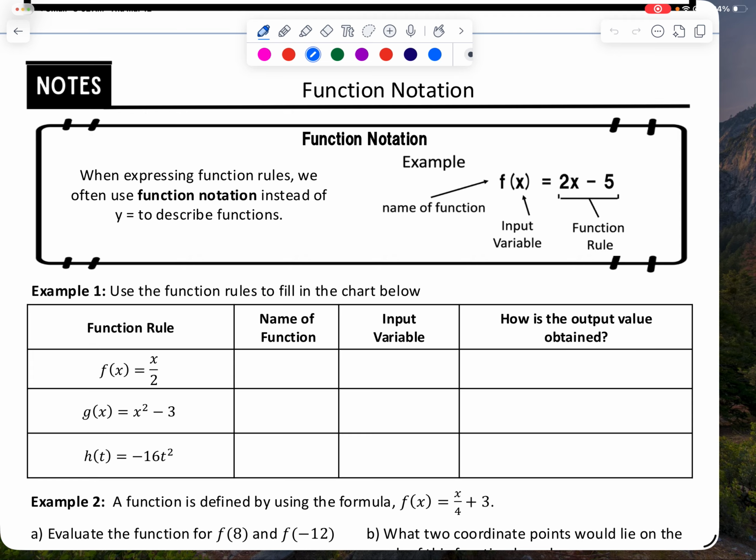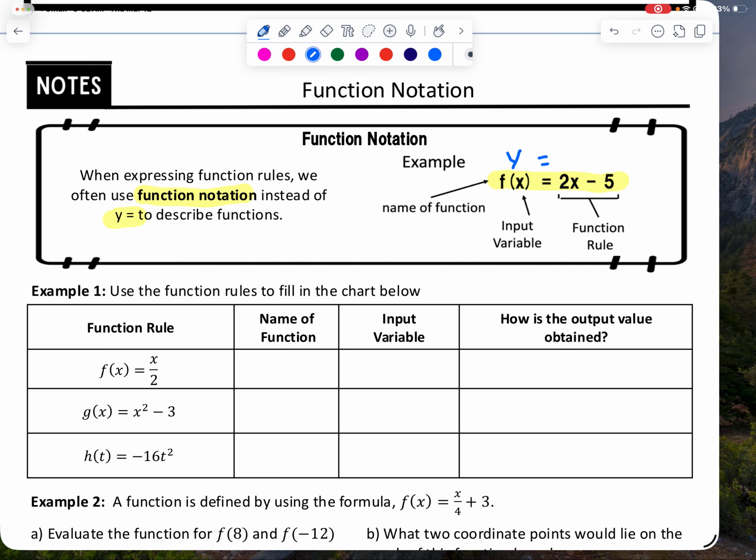When expressing function rules, we often use something called function notation instead of y equals to describe functions. For example, we have a function here, f of x is equal to 2x minus 5. The f of x is another way of writing y equals. Think of it as a fancy way of writing y equals. Now, we don't always use the letter f. Sometimes you might have g of x or h of x, but all of that is function notation.